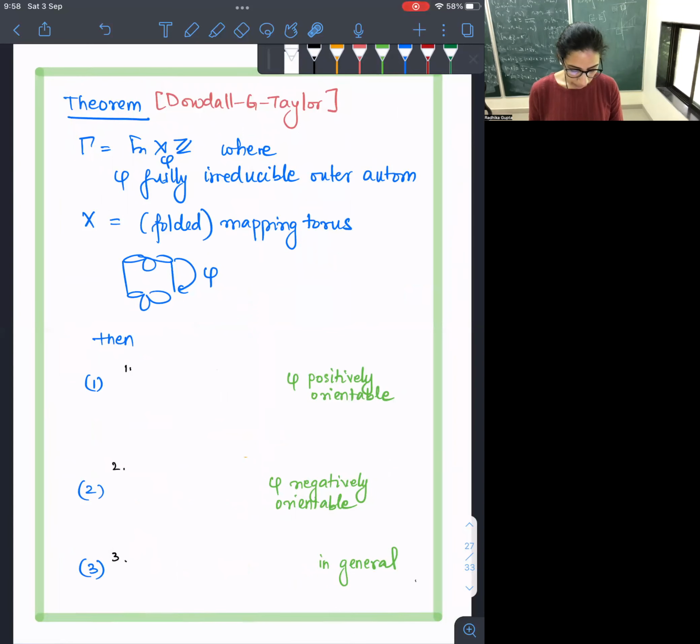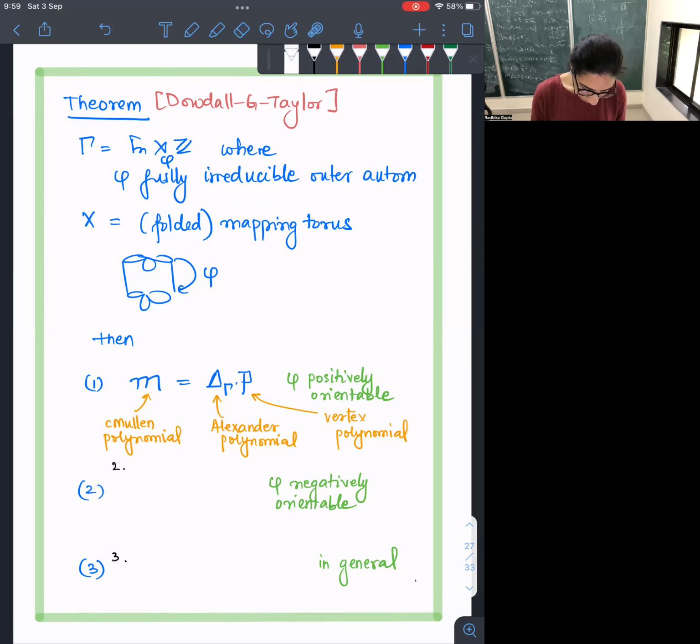And our second result is about relating the polynomials. So again, we start with this free-by-cyclic group, and I have to write here the mapping torus, because the McMullen polynomial depends on which mapping torus we start with. But as before, we get that the Alexander polynomial divides the McMullen polynomial. Recall, the Alexander polynomial determines the homological stretch factor, and the McMullen polynomial determines the stretch factor. And we also compute explicitly the quotient by the Alexander polynomial. And this nice equality holds when phi is positively orientable. So that's the nicest case.